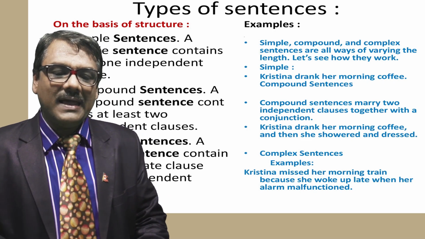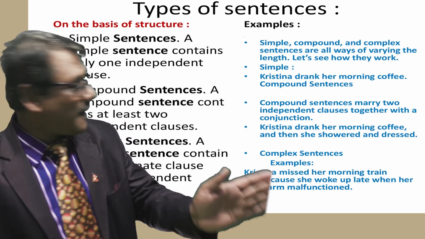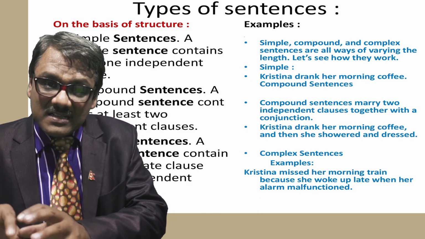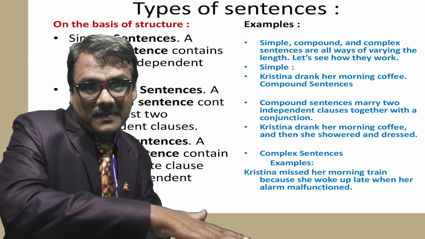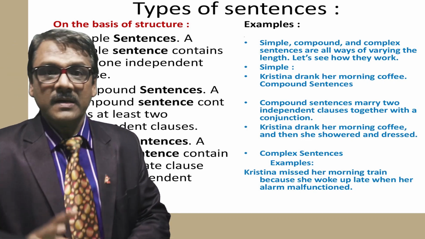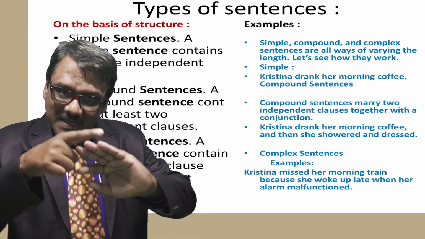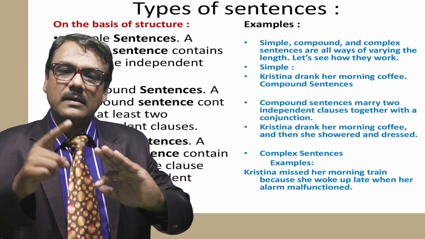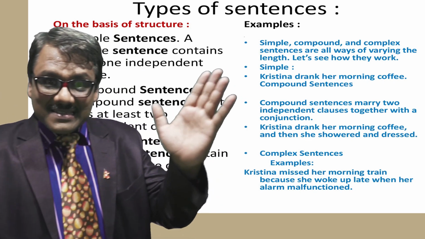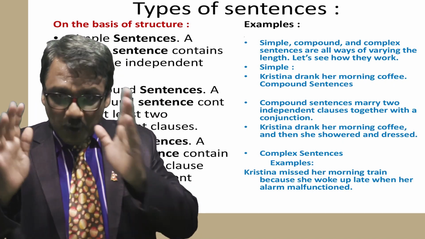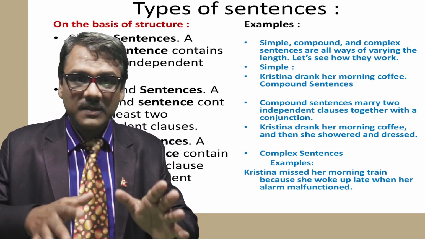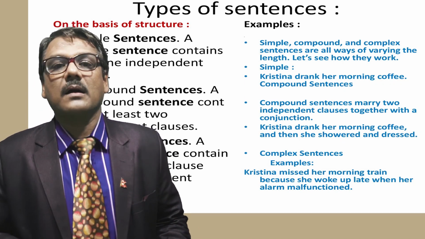Right? So if you say only the second part of the sentence, because she woke up late, then the meaning is not clear. It means this part of the sentence has to depend upon the first part. Right? Why did she miss the train? Because that is the reason. So, remember, if the sentences are joined by conjunctions like but, and, or, then they are compound sentences. And if you join the sentences with reason connectives, purpose connectives, unexpected result connectives, like because, in spite of, although, though, even though, then the sentence becomes a complex sentence.